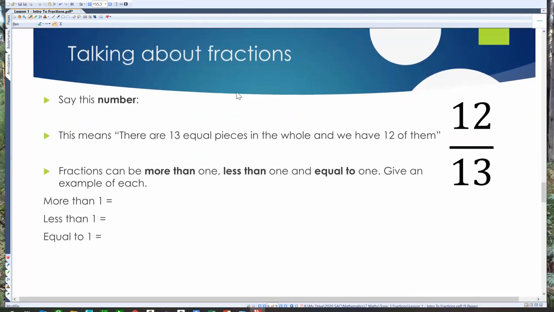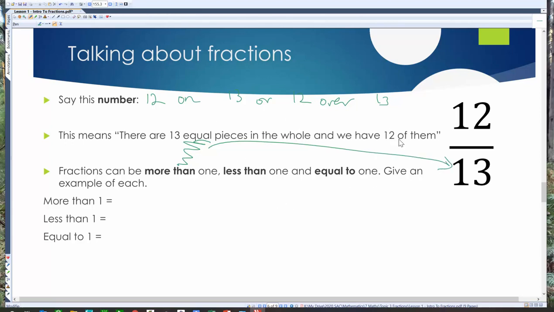So this number here, 12 on 13. We say 12 on 13 or 12 over 13. And what it essentially means is that there's 13 equal pieces in the whole, and the operative word there is equal. They're 13 equal parts.